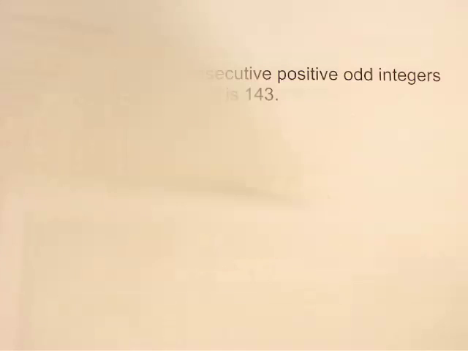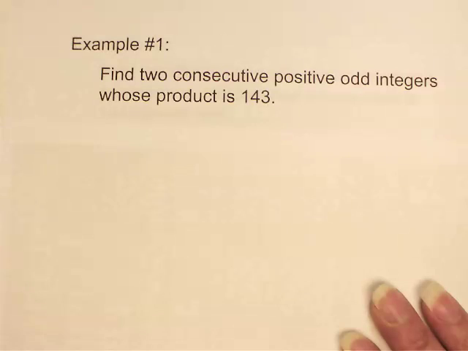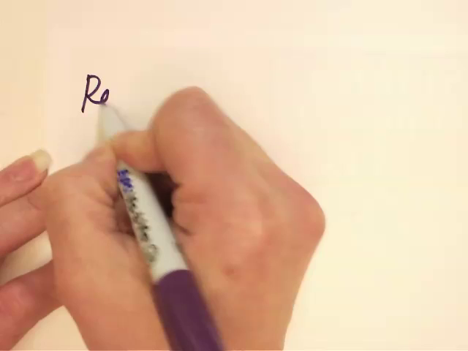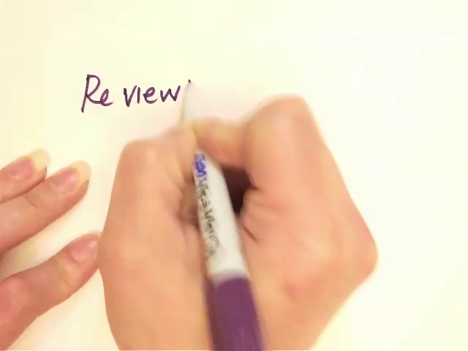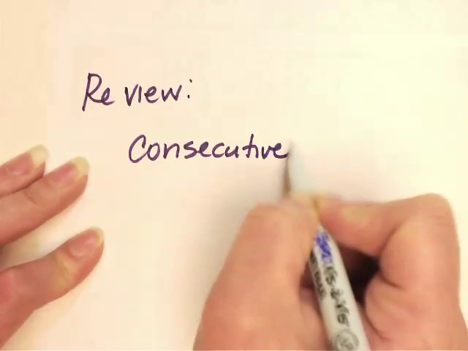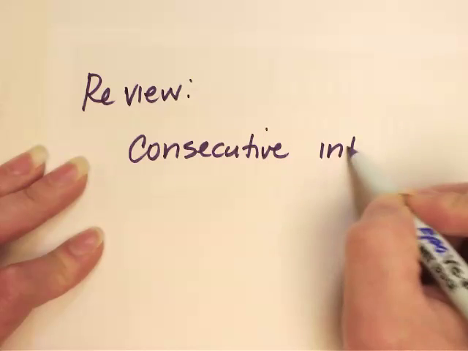Example number 1. Find 2 consecutive positive odd integers whose product is 143. Now I'm going to do a quick side note of review. Consecutive integers, just a quick review here on the side. Recall that there were 2 kinds of consecutive integer problems before when we did consecutive integers. So quick review. Consecutive, meaning one following after another, integers.